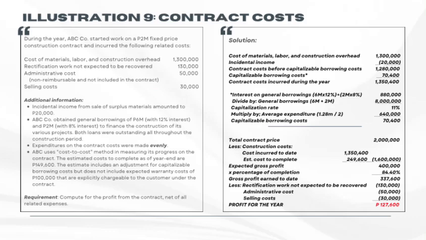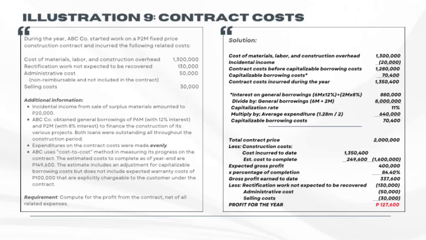And then we should multiply it by the average expenditure, which is 640,000. To get that, we have 1.28 million divided by 2. And to get the capitalizable borrowing cost of 70,400, we should multiply the 640,000 by 11%.